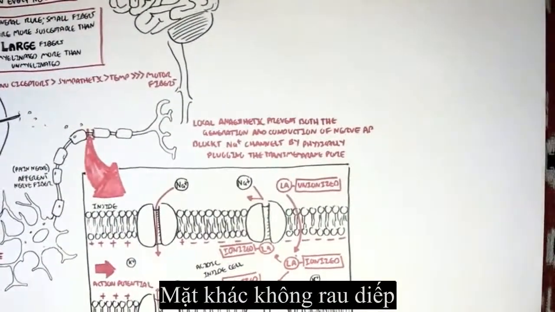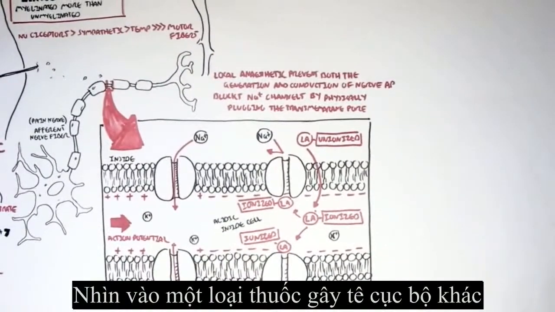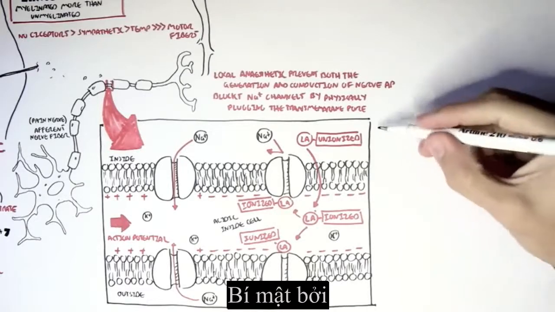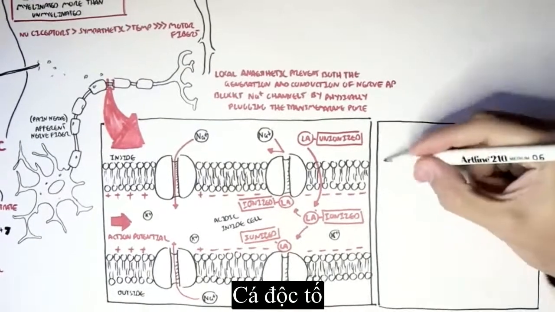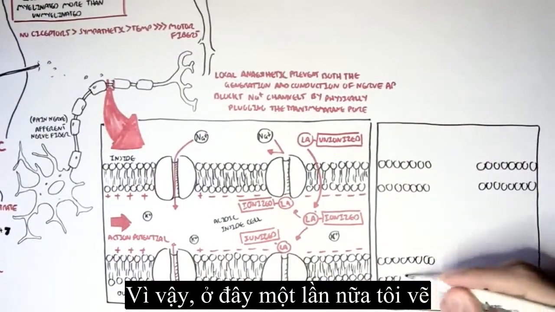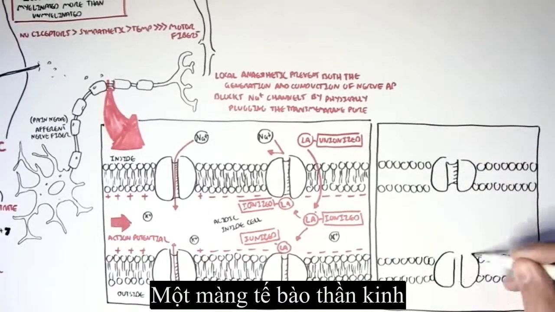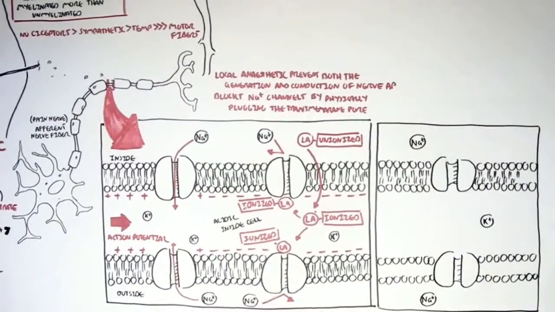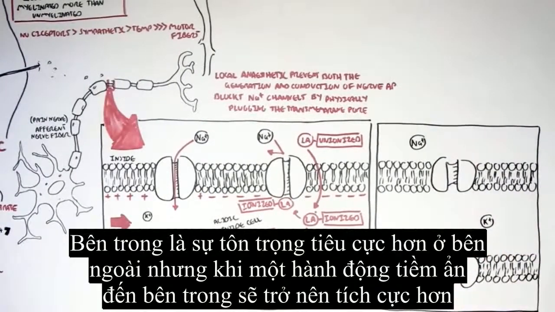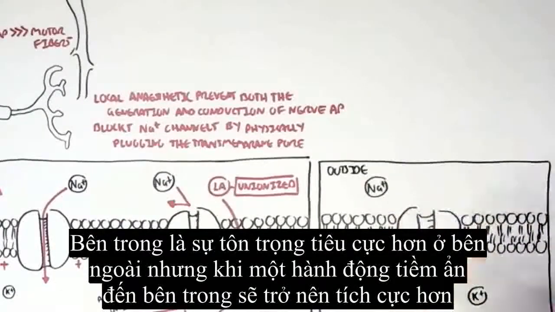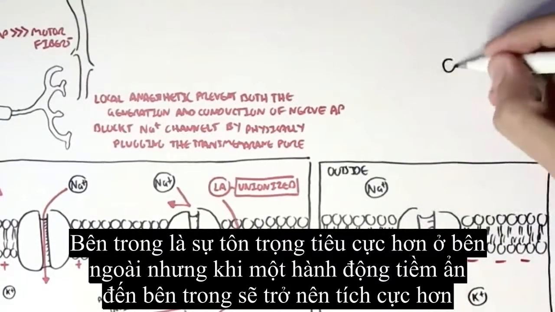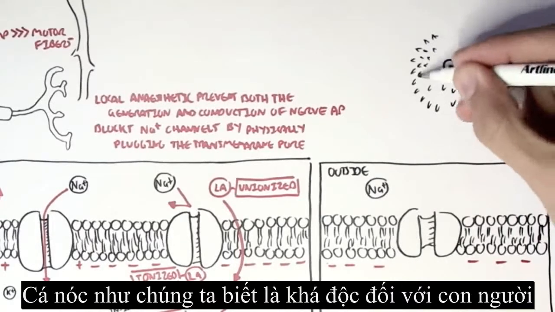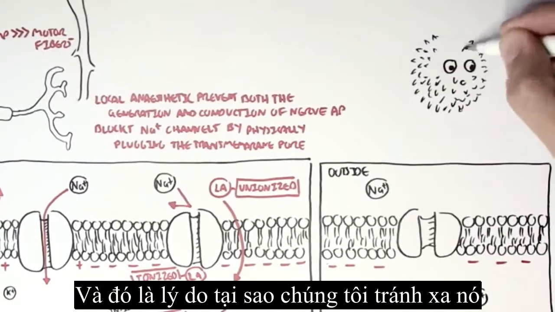As a side note, let's look at another type of local anesthetic, a natural one, which is secreted by pufferfish, and it's a toxin. So here again, I'm drawing the membrane of a neuron, and with the channel, the inside is more negative in respect to the outside, but when an action potential comes along, the inside will become more positive.